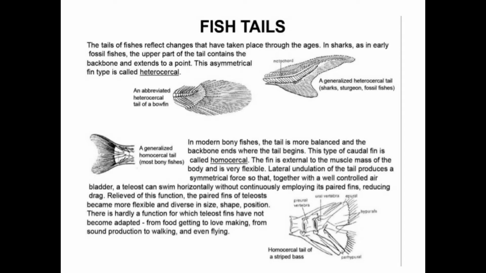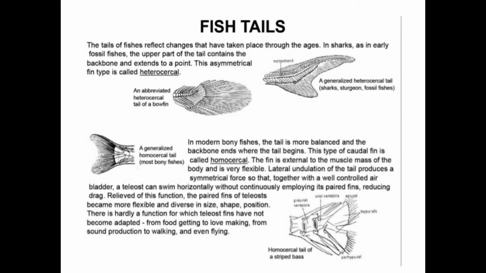We study the fish tails. Here it is a heterocircle tail, present in Scoliodon, which is a cartilaginous fish. Here it is a homocircle tail, which is present in ostrich fishes or bony fishes.